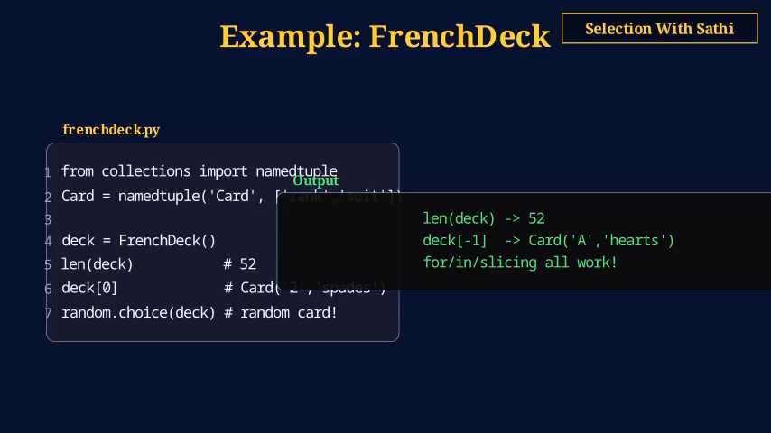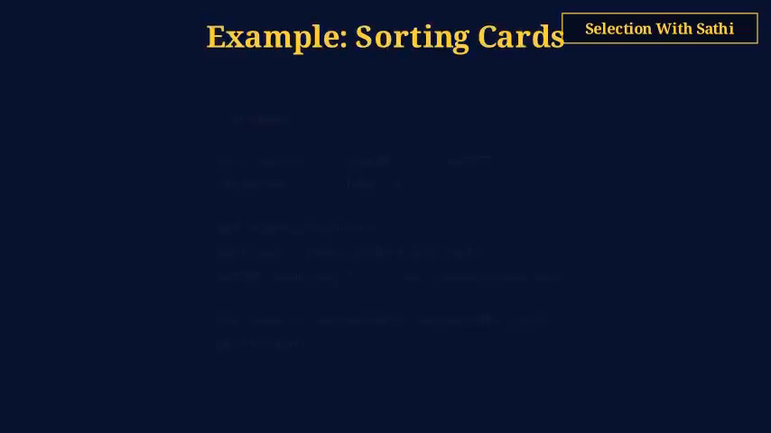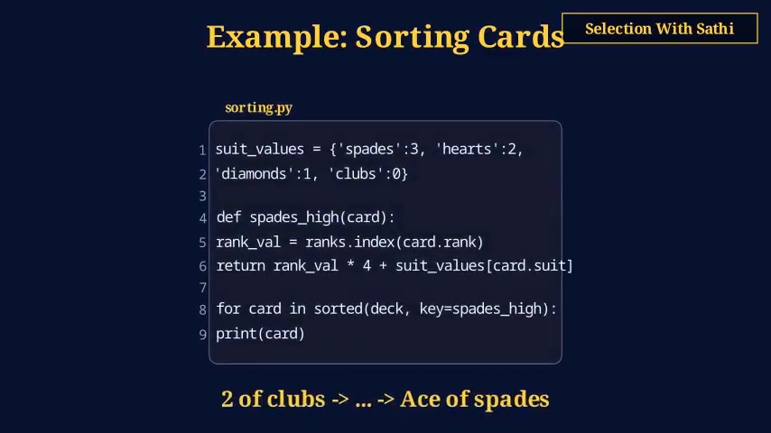Since FrenchDeck implements __getitem__, we can use sorted with a key function. We define suit values, spades highest at 3, hearts 2, diamonds 1, clubs 0. The ranking function multiplies rank index by 4 and adds suit value. Now sorted of deck with key equals spades_high gives us all 52 cards from 2 of clubs up to ace of spades, all without modifying the class.